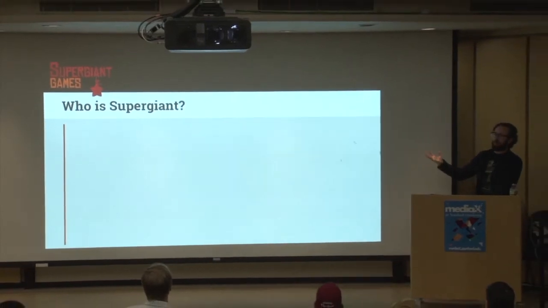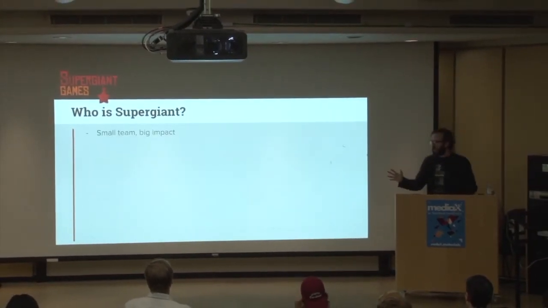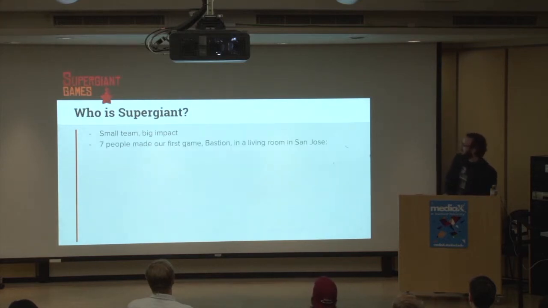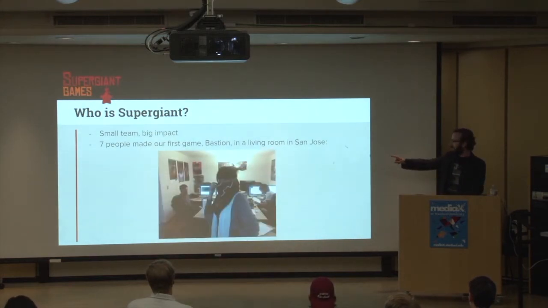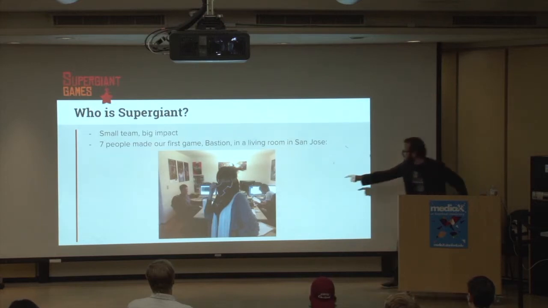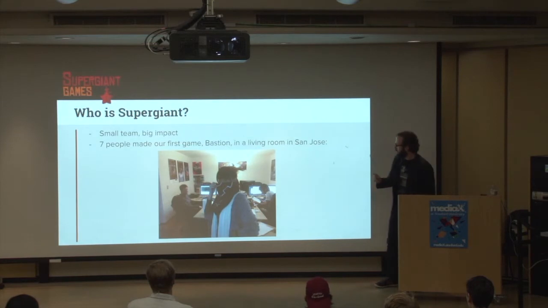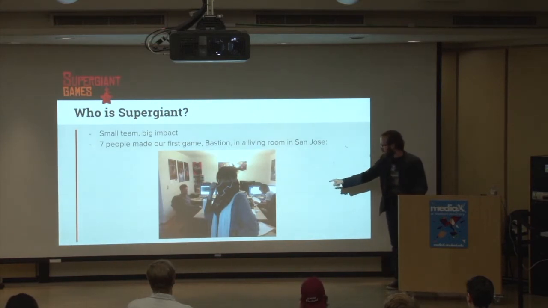So who is Supergiant Games? Let me tell you a little bit about the studio. It's a small team, and we try to multiply the impact that each one of us can make by working effectively and tactically in a guerrilla fashion, so to speak. Seven people made our first game, Bastion, in a living room in San Jose. That's the living room there. That's Gavin Simon on the left. He's our co-founder and one of our engineers. Jen Z there in the middle is our art director. And Amir Rao is there on the right side.